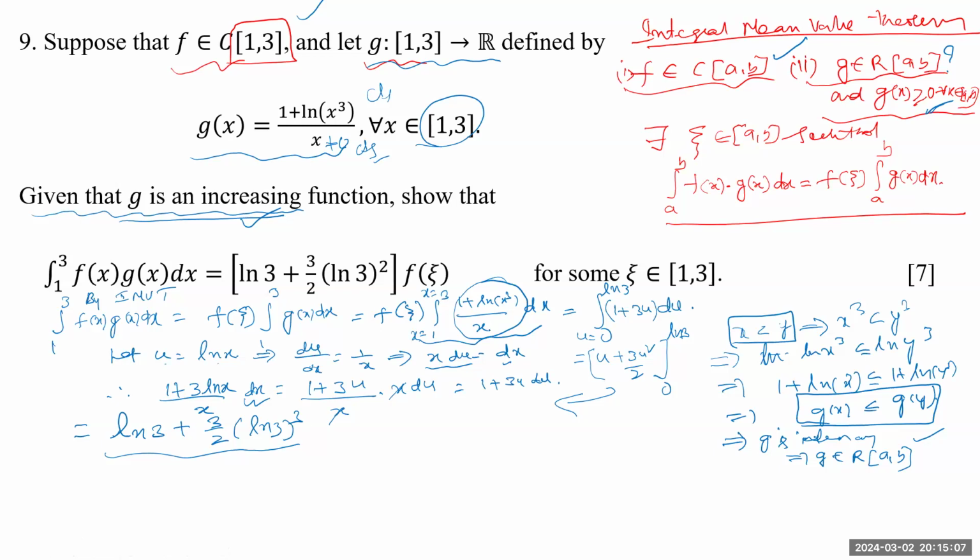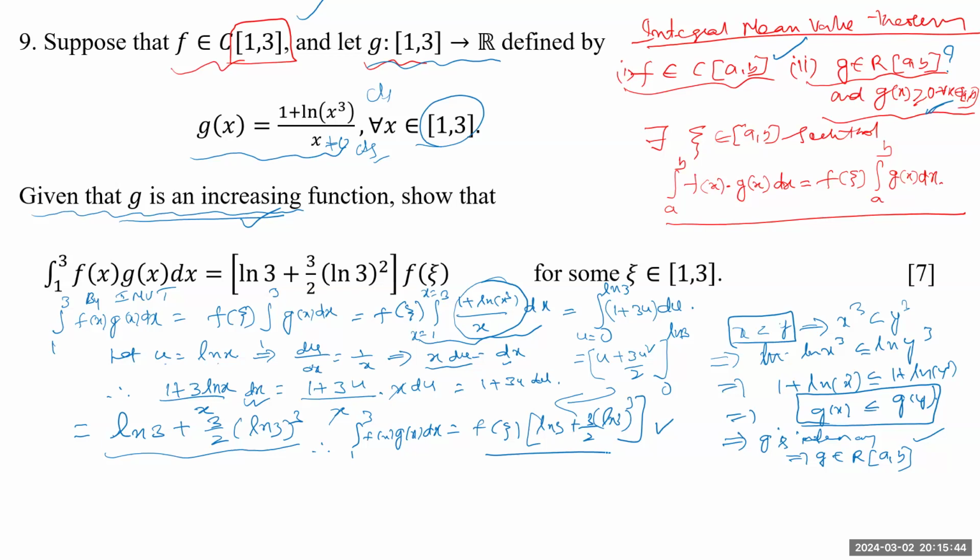Then you can substitute that one. Therefore, the integral from 1 to 3 of f of x g of x dx is nothing but f of xi times (ln 3 plus 3 by 2 times (ln 3) squared). Okay, that is the solution. Right? It is already in your practice sheet, so you have to check that one.